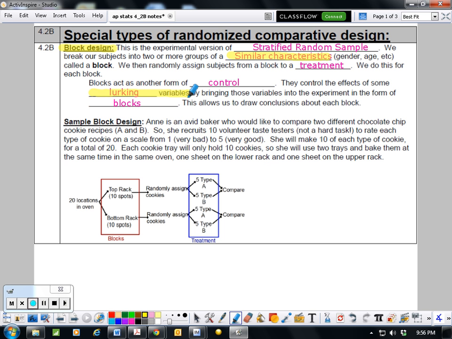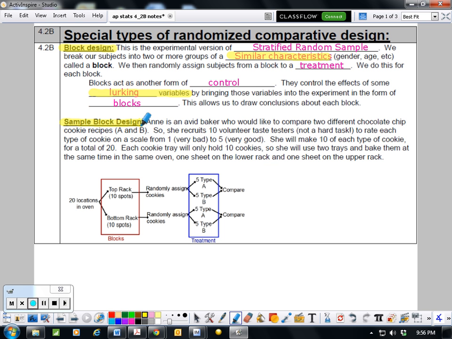And so here's a sample block design right here. Anne is an avid baker who would like to compare two different chocolate chip cookie recipes, recipe A and recipe B. So she recruits 10 volunteer taste testers to rate each type of cookie on a scale from 1, which would be very bad, to 5, which is very good. She will make 10 of each type of cookie. So 10 of type A, 10 of type B, for a total of 20 cookies. Each cookie tray, though, can only hold 10 cookies.